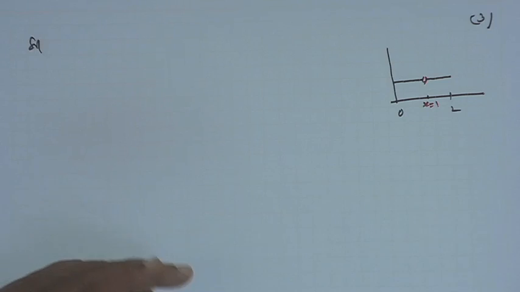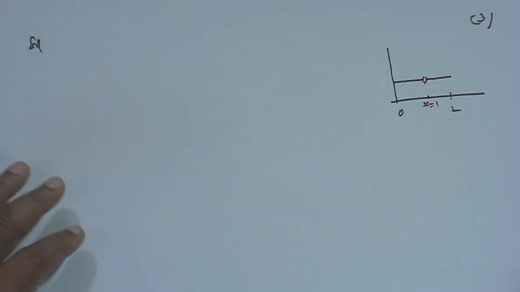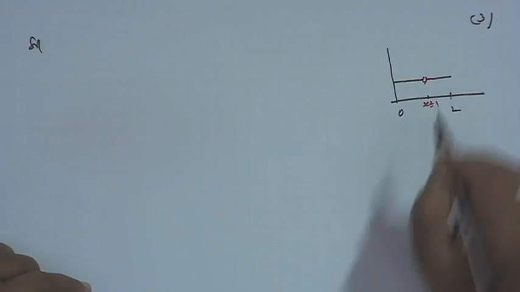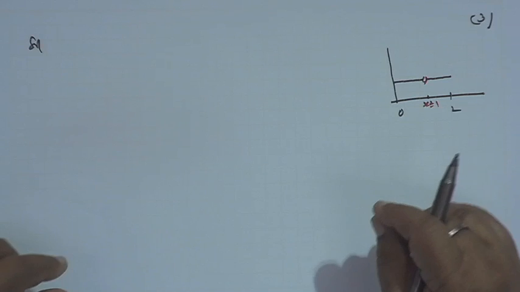It means the function has a discontinuity at the point x equal to 1. The function has a sudden jump at x equal to 1. Okay. So, it is discontinuous at this point.